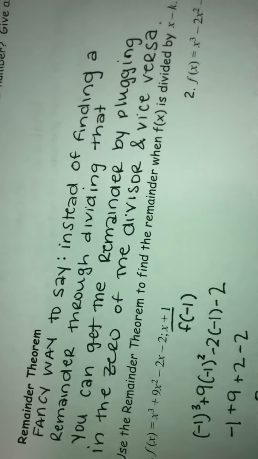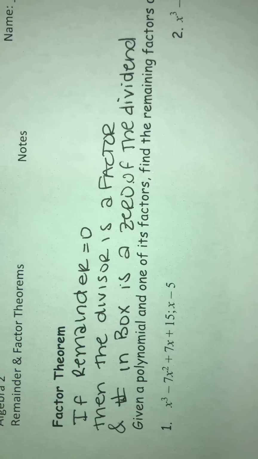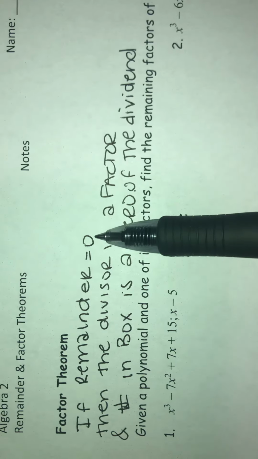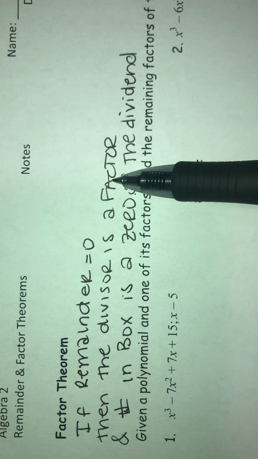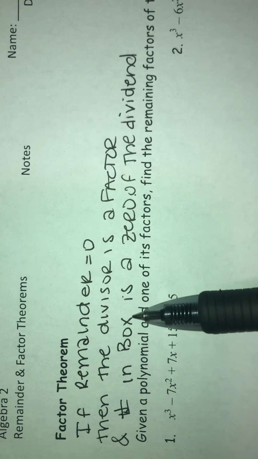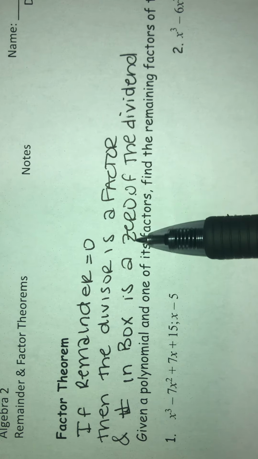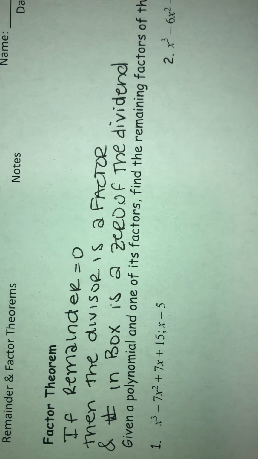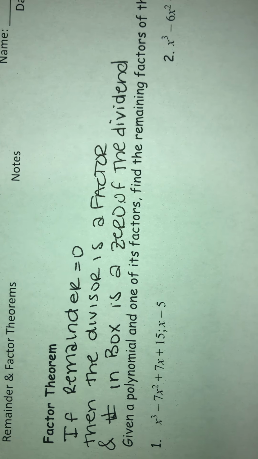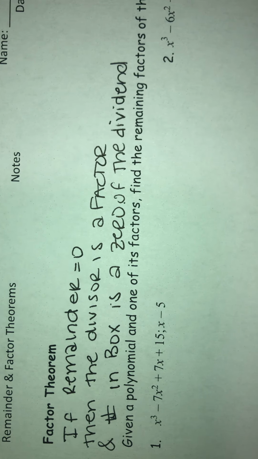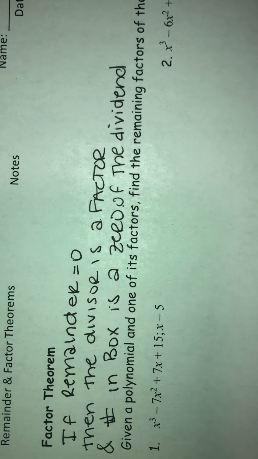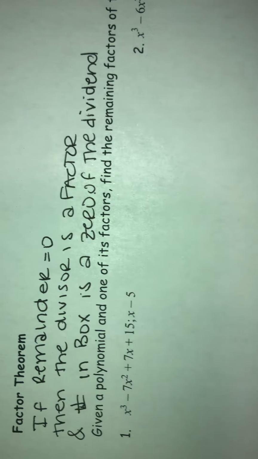The next topic on the following page is the factor theorem. The factor theorem says that if the remainder equals 0, then the divisor is a factor, and the number in the box is a zero of the dividend. If you look at our checklist from earlier, at one point we want to find all the zeros of a polynomial. So this is going to help us find all the zeros of a polynomial by using the factor theorem. Let's see how it works.